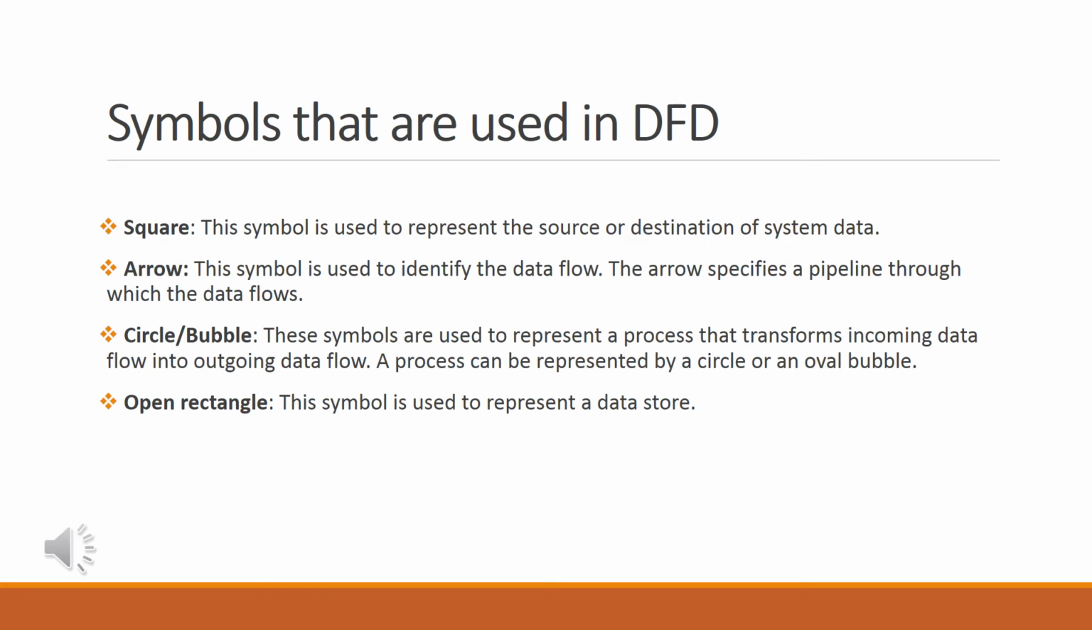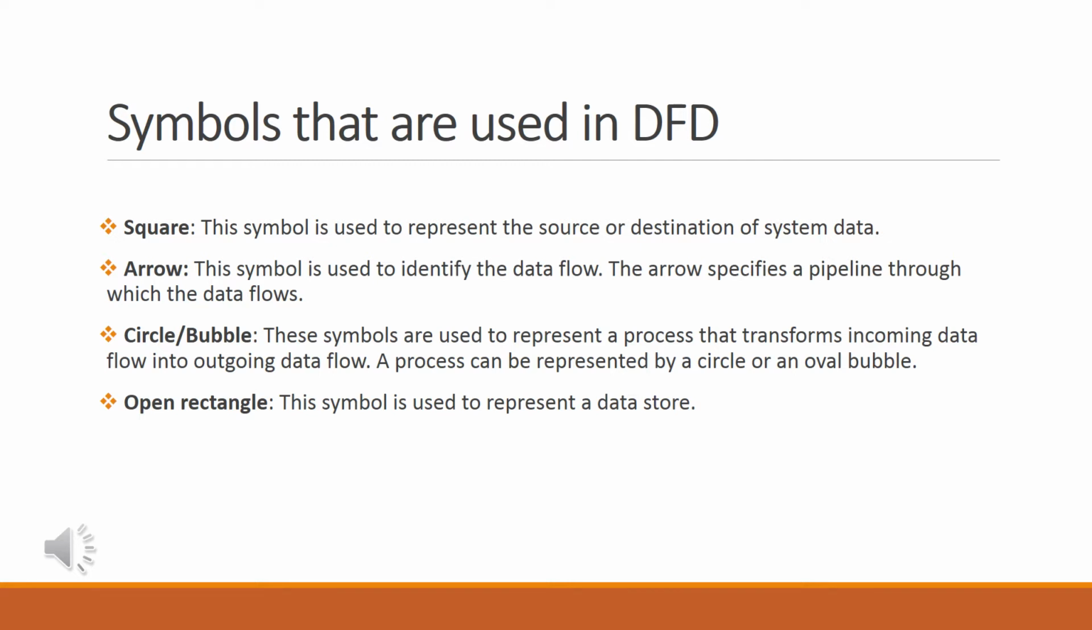Now, while creating data flow diagrams or while representing the information graphically, we use certain symbols. The first one is the square. This symbol is used to represent the source or the destination of the data. That means we use the square symbol to represent the source from where the input is coming. Then the second one, we have the arrow, which is used to identify the data flow. That means from where the data is coming and from where to where it is going is shown by the arrow.